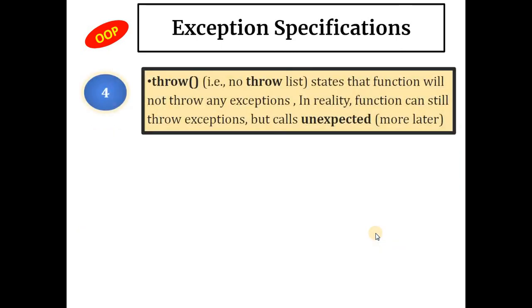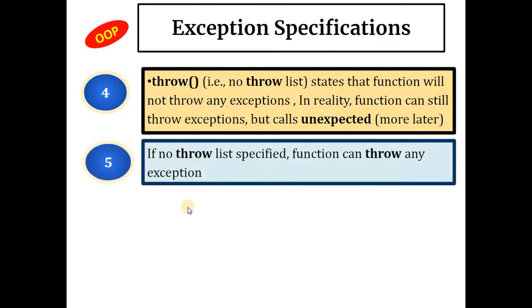So, for example, when you write throw without anything, if you don't write anything inside the throw parentheses, it states that the function will not throw any exception. It will not throw even an integer, not even a double, not any exception. And in reality this function can still throw an exception, but it calls the unexpected function much later.